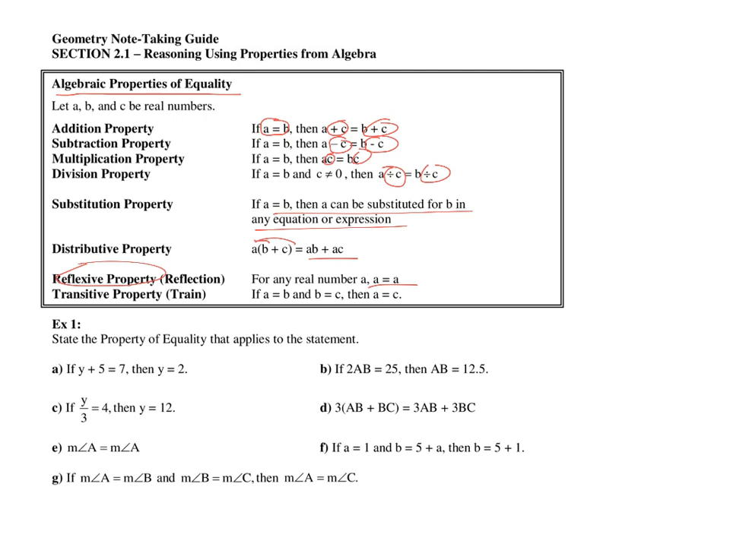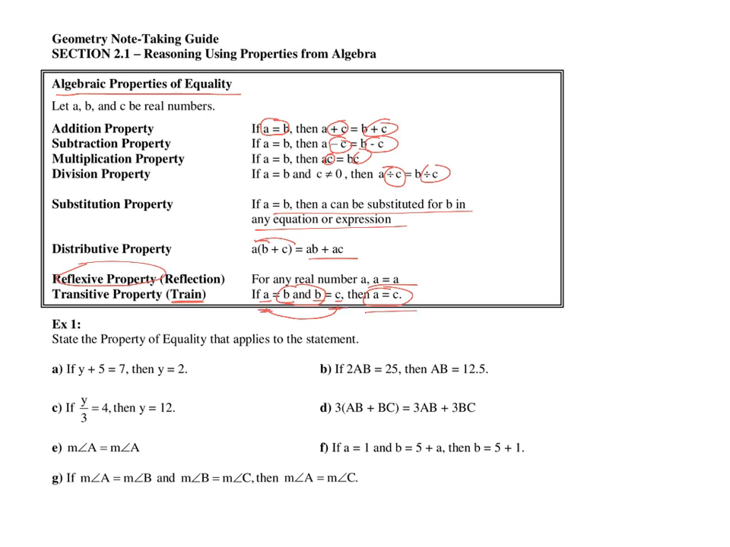Then we have the transitive property. And I put train here because it's sort of like having all the pieces to a train connected and then removing the middle part and connecting the two ends. Okay, so if A equals B and B equals C, then you know that A equals C.